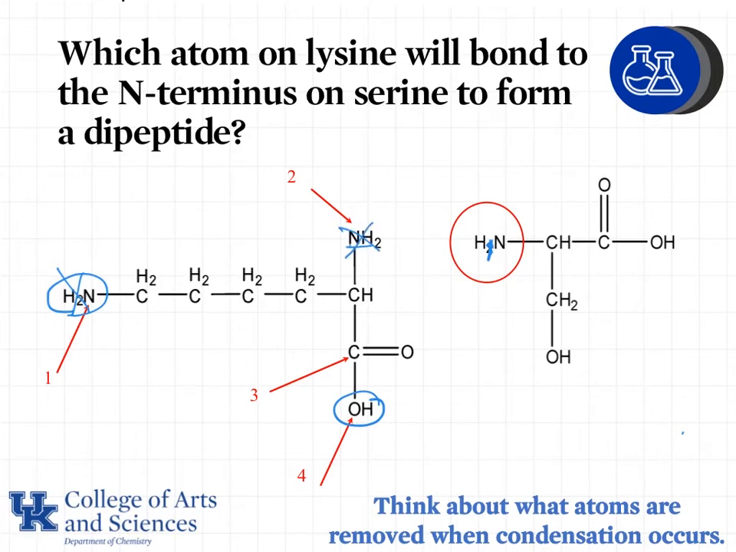So I'm left with 2 options, number 3 and number 4. Remember that when the condensation occurs, water is removed, which means this OH is removed from the molecule. So it is not there to form a bond. Therefore, this carbon, number 3, is where my new bond will form. And the bond will form between carbon and nitrogen.